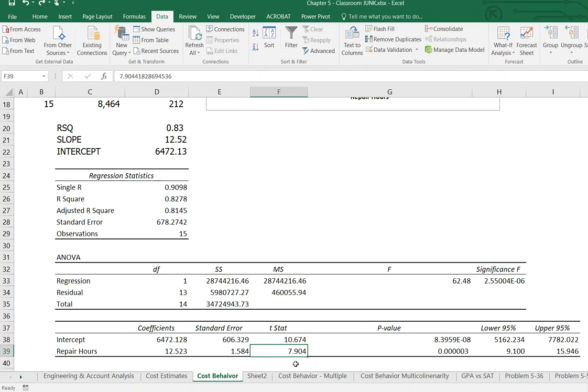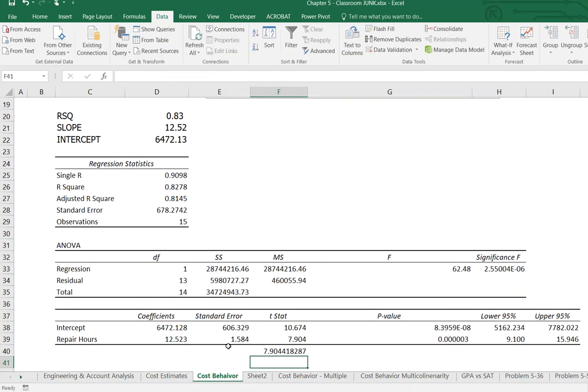Let's take a look and see what that t-statistic means for repair hours. Basically, it's calculated by taking our estimated coefficient, dividing it by our standard error, which is basically one standard deviation away. That's where we get the 7.904. Let's look and see how we interpret that.